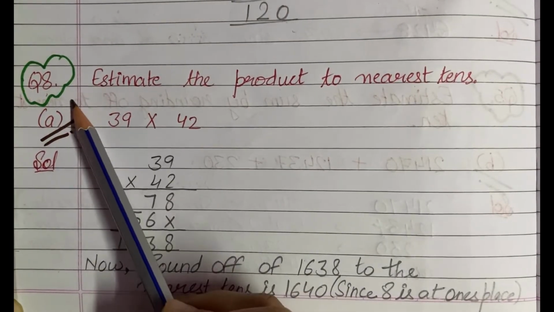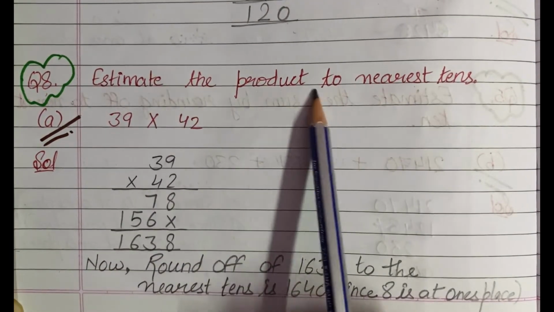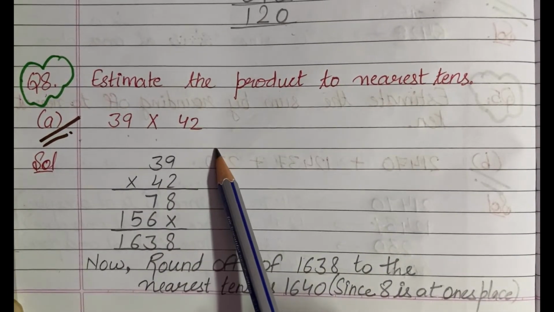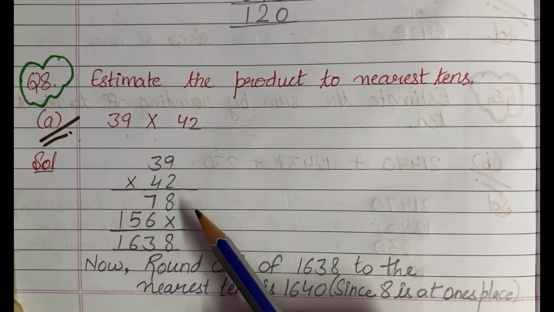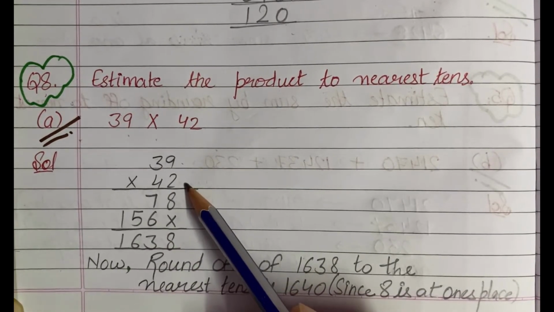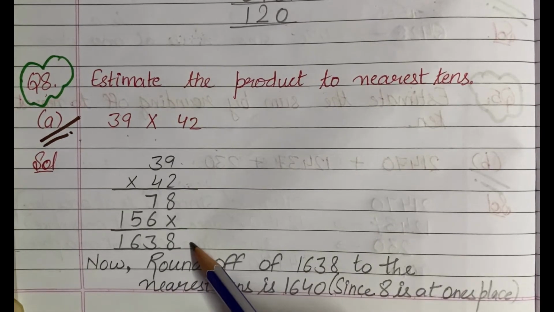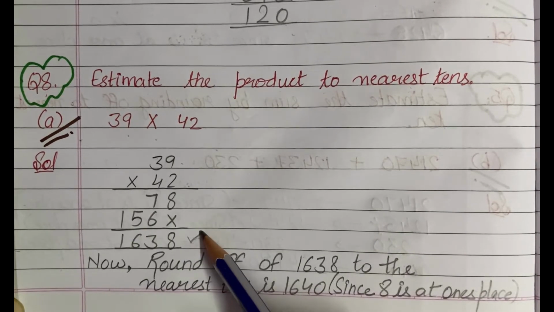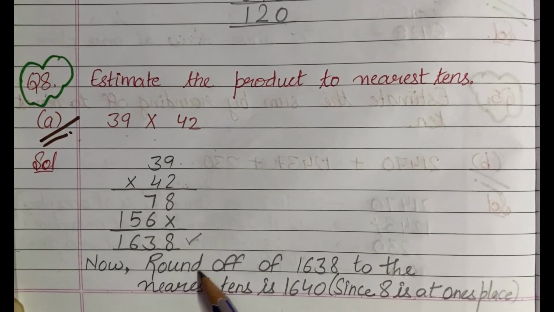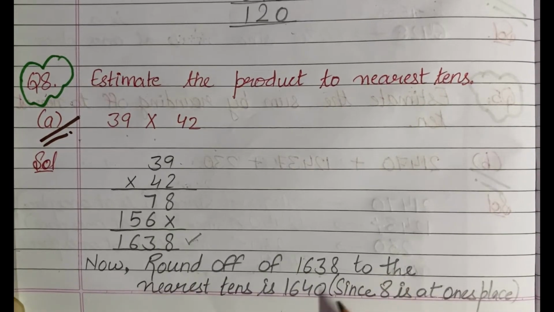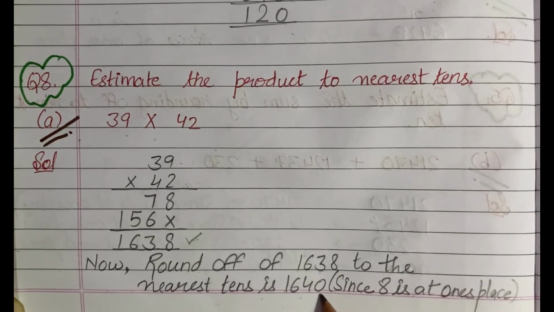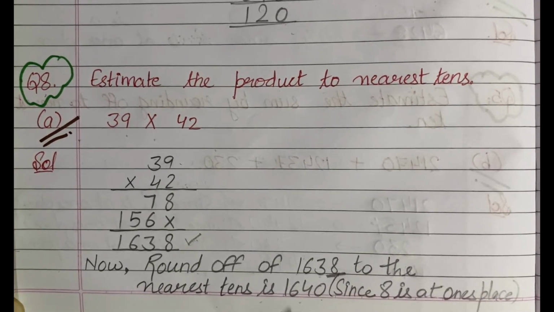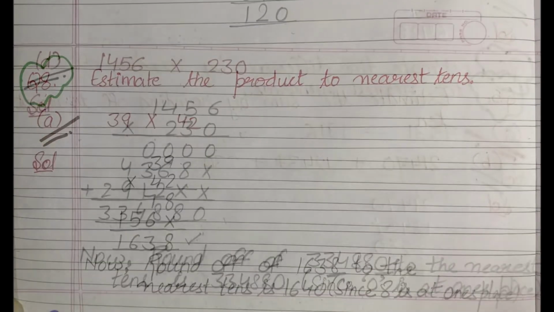Next is question number 8 and question number 8 says that estimate the product to nearest tens and A part says that 39 multiplied by 42. Now students, first of all in this we will multiply 39 and 42 and on multiplying it we will get 1638. After this we will round off this answer to the nearest tens and round off of 1638 to the nearest tens is 1640 since we are having 8 at its ones place. Hopefully it is clear to you.